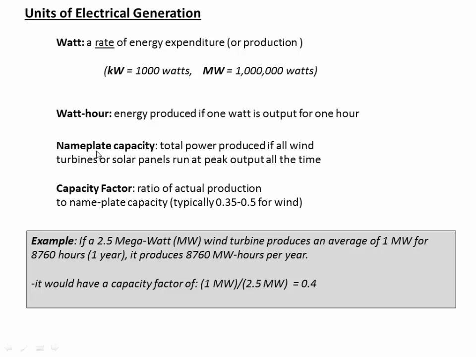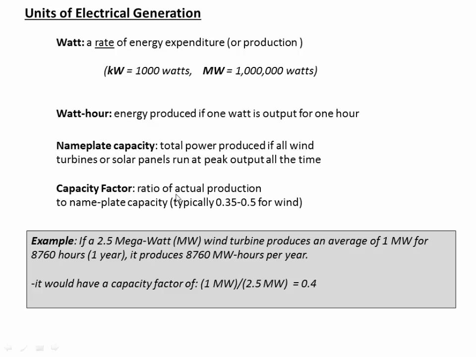Whenever you talk about energy installations like a solar farm or a wind farm, usually it's installed with what's called a nameplate capacity. That's the total power that would be produced if all the wind turbines or solar panels ran at peak output all the time. Let's consider a wind farm. You might have a 2.5 megawatt turbine. That's how much it makes at its maximum output. But if the wind's only blowing half strength, you're only going to get half or less of that maximum. So the nameplate capacity is what it would produce if it ran at maximum all the time, but of course it doesn't do that. And that brings in the capacity factor.